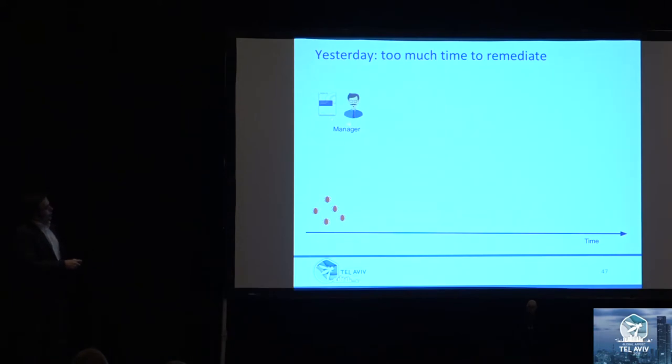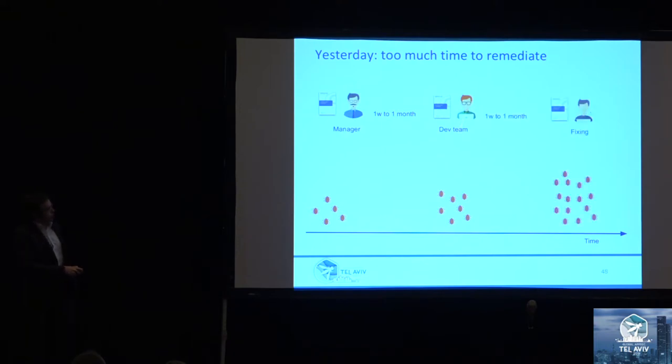So, for example, an external company performs a test, and you have a report with the bugs. What happens? We take too much time to remediate today. For example, the manager requires one week to one month to share the results with the development team. And what happens here? The time is growing and the number of bugs is growing.